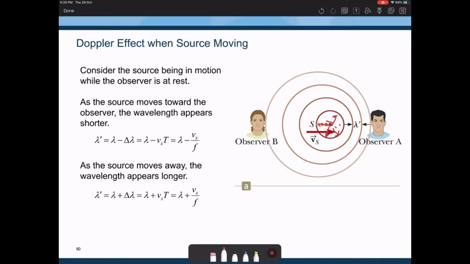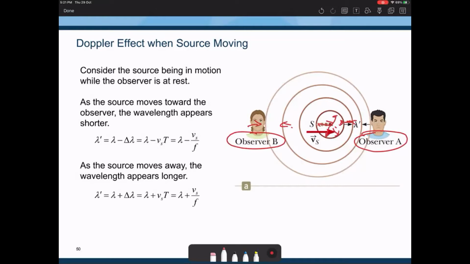So to the observer A, the source is moving toward him. So the apparent wavelength of the sound coming from the source is shorter compared to the case of observer B, where the source is moving away from observer B. So the apparent wavelength gets longer.